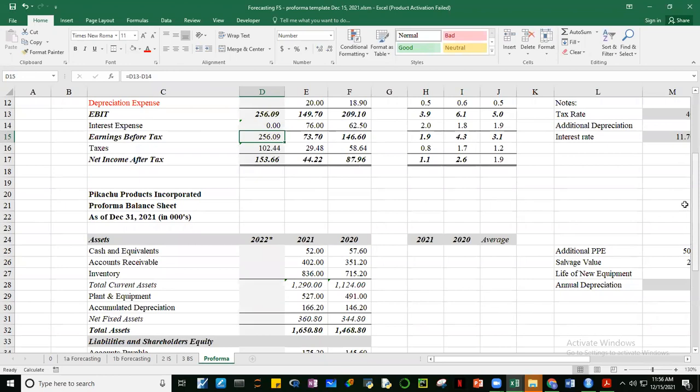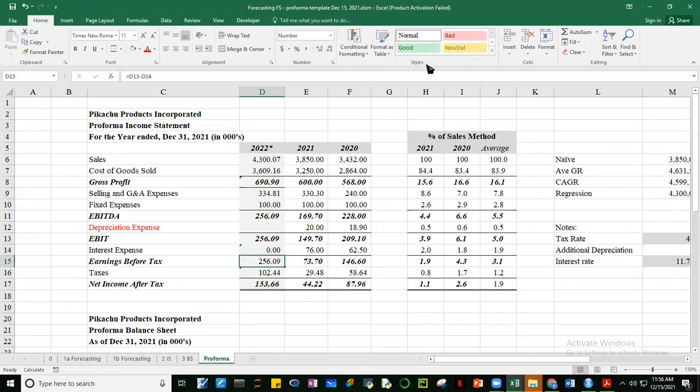Before we go to the balance sheet. Just a few more seconds, guys, and then we go to the balance sheet.